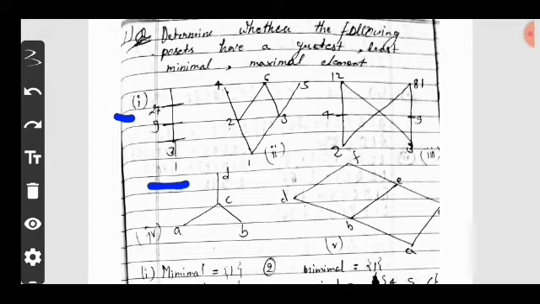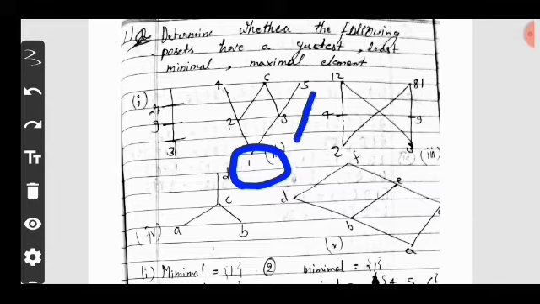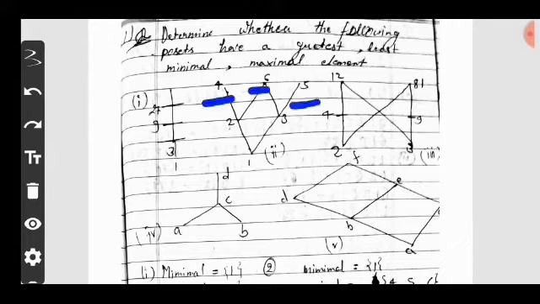Now according to the second Hasse diagram, 1 is the minimum element because 1 precedes all the elements like 2, 3, 4, 5 and 6. So it is the minimum element, and the maximal elements are 4, 6 and 5 because they are at the top of the Hasse diagram.